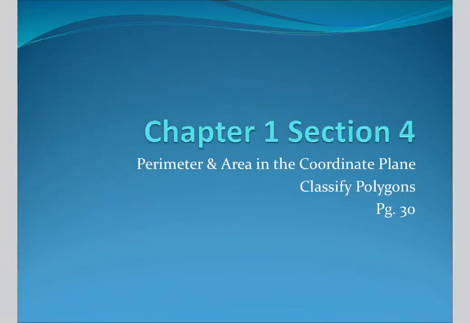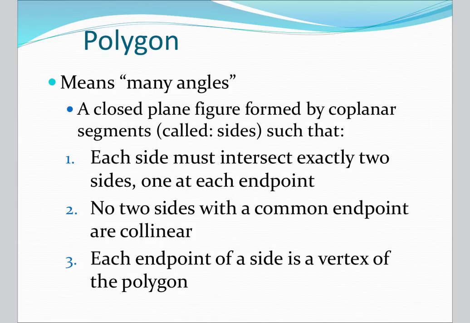All right, so 1-4 is called perimeter and area. So the topic is perimeter and area in the coordinate plane and classifying polygons. A lot of review, perimeter and area, hopefully stuff that we've been doing a long time. We're gonna then put it in a coordinate plane, and then we're gonna learn how to classify polygons. Okay, so there's some vocab there.